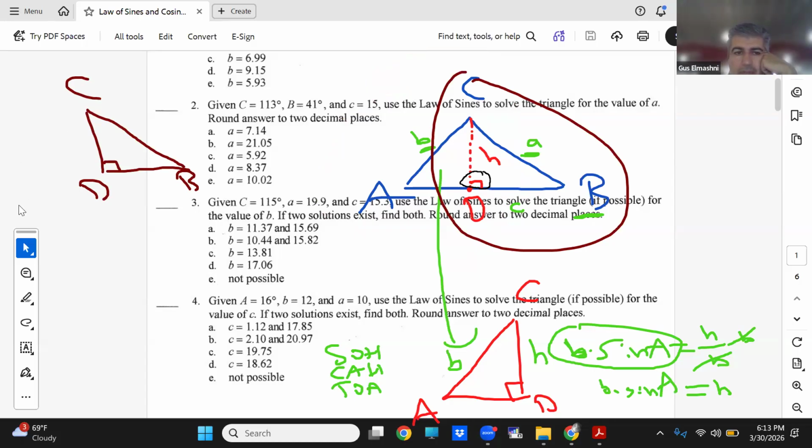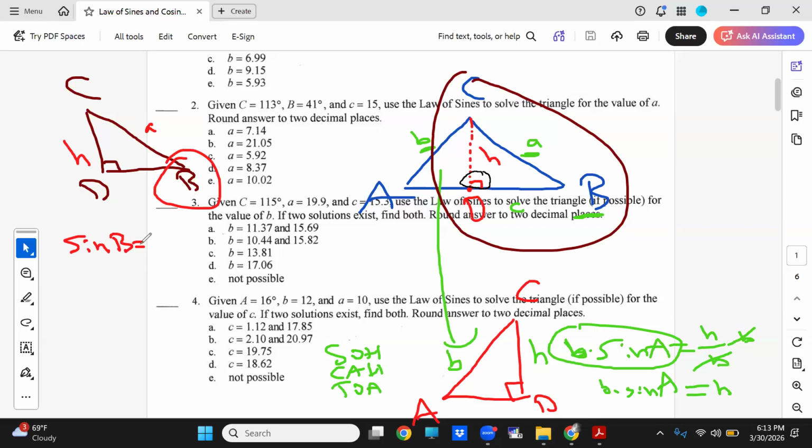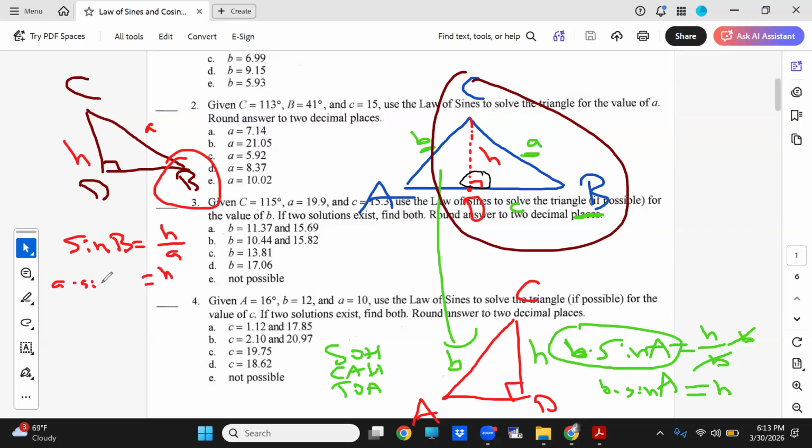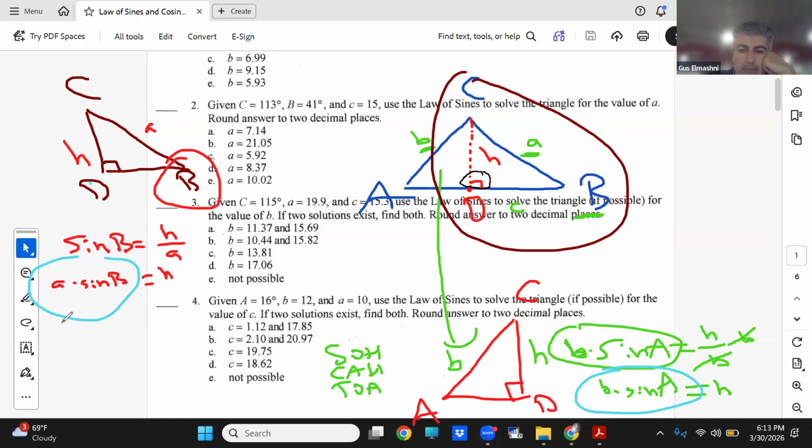So that's H and that's A. So now let's look at angle B. What's the sine of angle B? H over A. Okay, H over A, right? Correct. So H then equals A times sine B. Okay, so clearly this is the same as this, right?